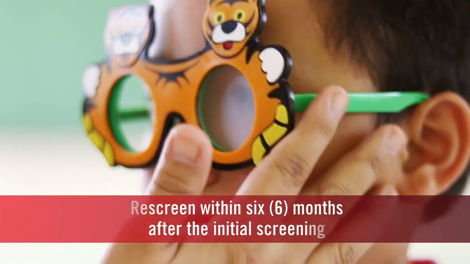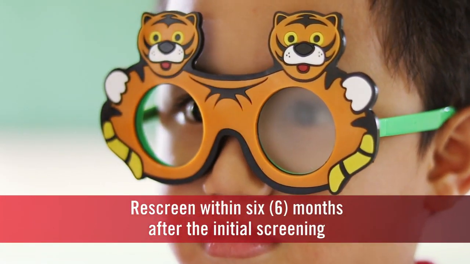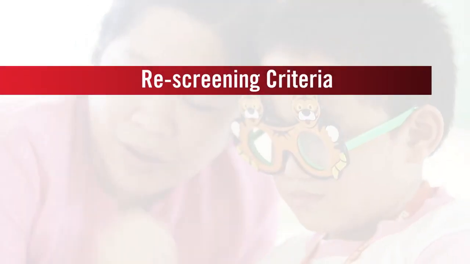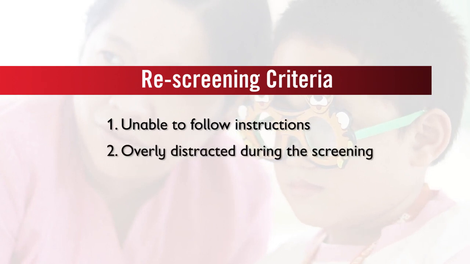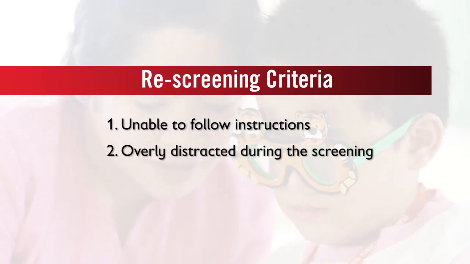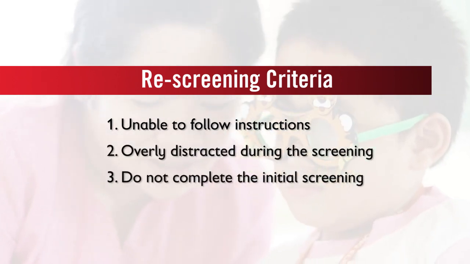Some children may need rescreening. It should be performed ideally within 6 months to eliminate children who failed from the initial screening. Rescreen a child if he or she was unable to follow instructions, he or she was overly distracted during the screening, or a child who didn't complete the initial screening. If needed, the assistance of parents may be requested during this process.